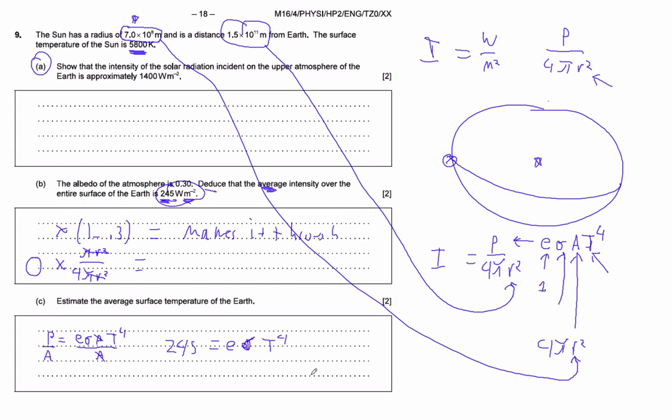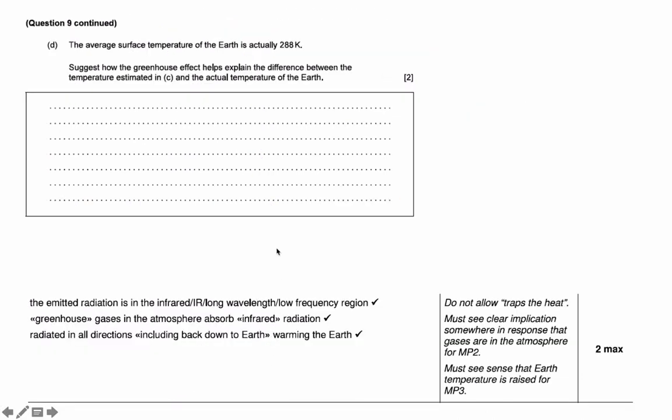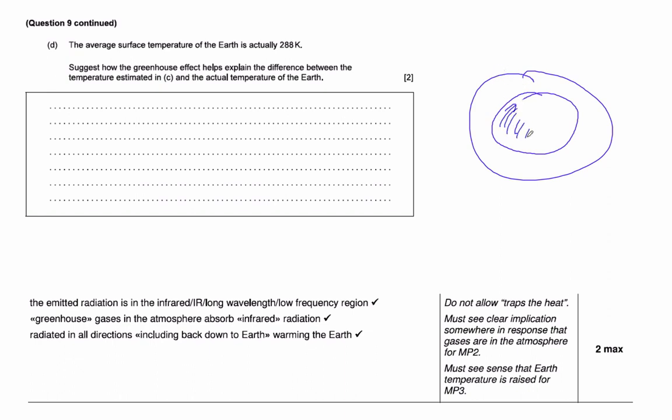And then the final question says, the average surface temperature of the Earth is much warmer than the temperature you'll calculate here. Suggest how the greenhouse effect helps explain the difference between the temperature estimated in C and the actual temperature of the Earth. I think very few people understand the greenhouse effect, so it's worth talking about a little bit here. We have an atmosphere. Here's the Earth, surrounded by this nice little blanket that's greatly exaggerated by this diagram.